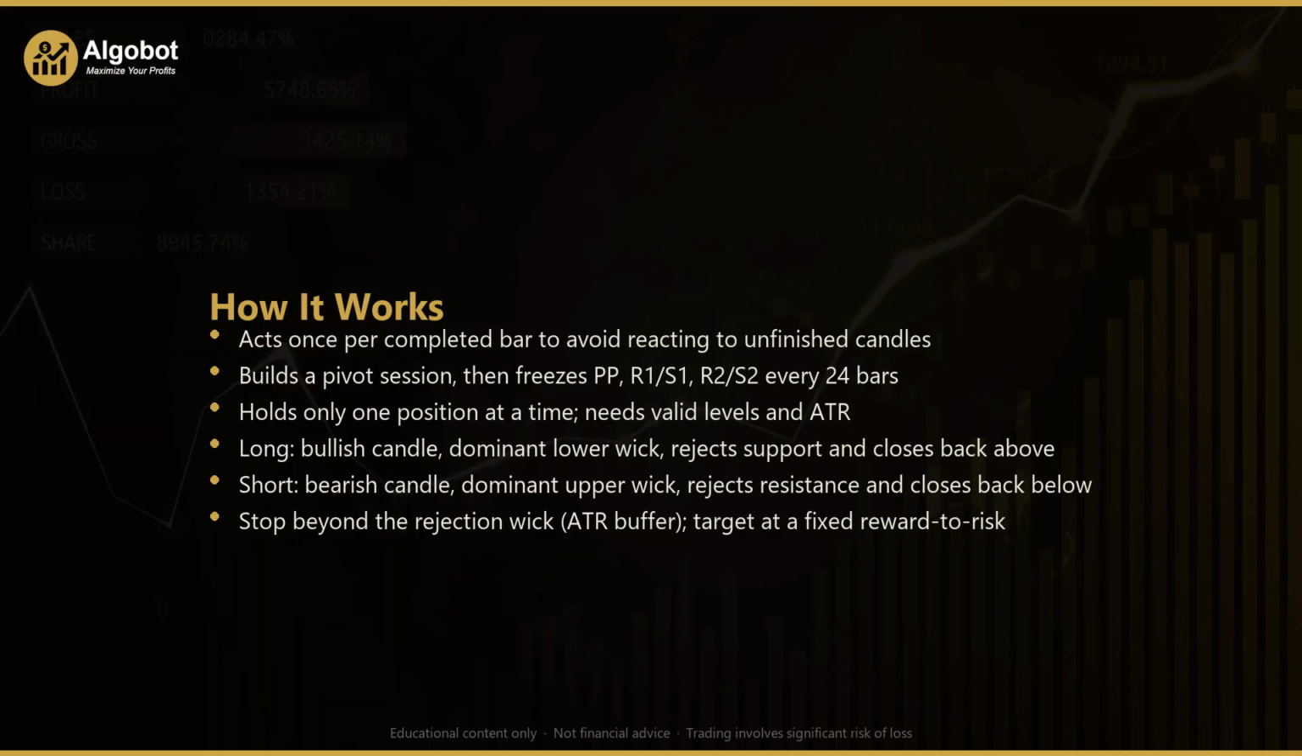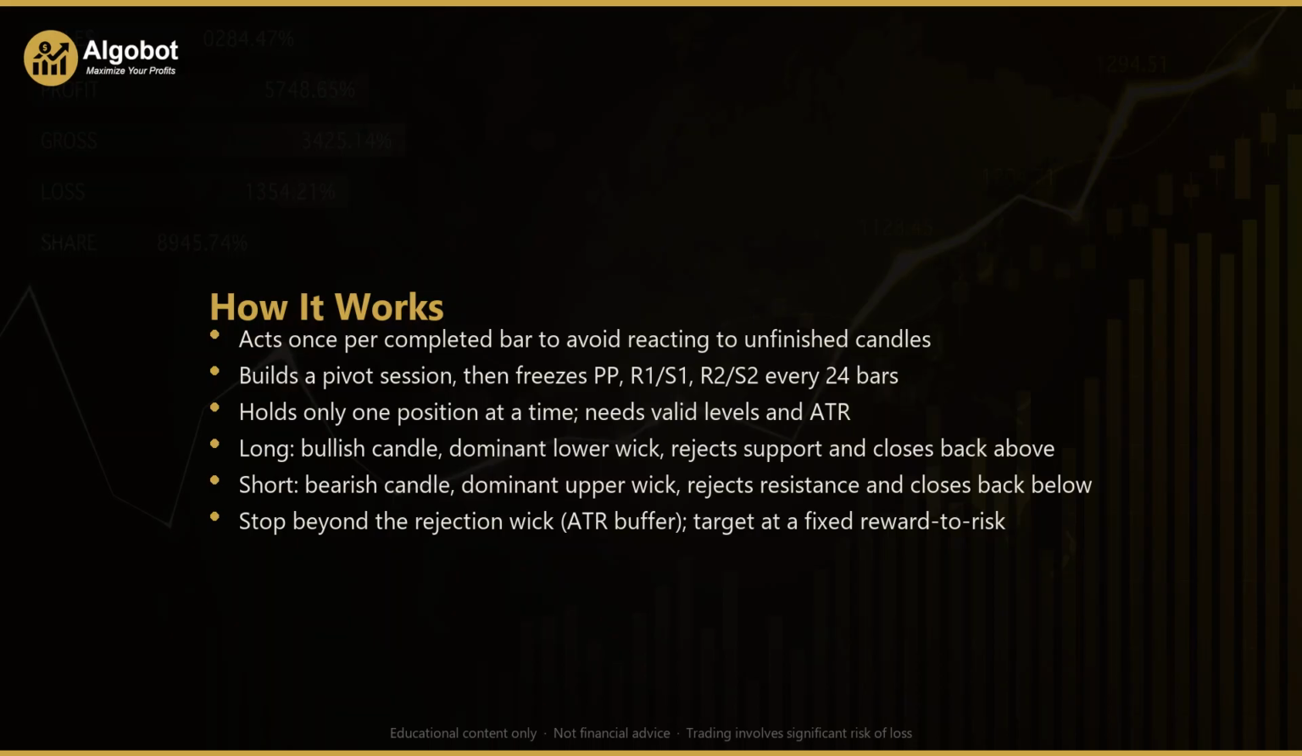First, it maintains its pivot session. Each closed bar updates the running high, low, and close. Once 24 bars have accumulated, it locks in the pivot point, resistance 1 and 2, and support 1 and 2, then immediately starts building the next session.